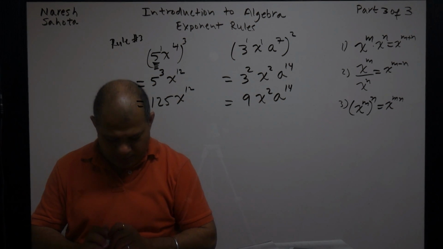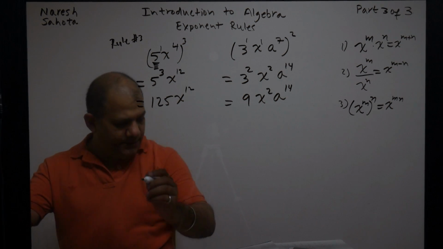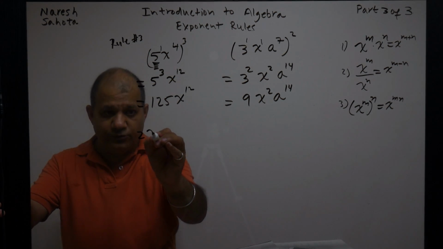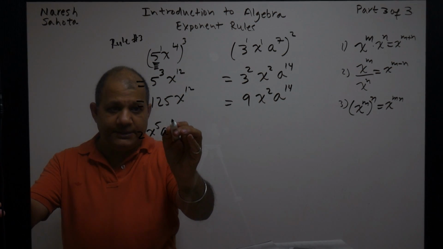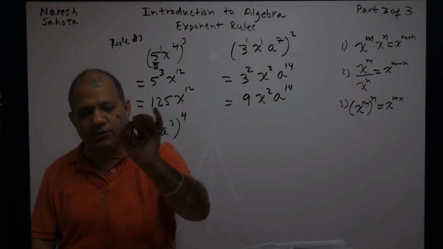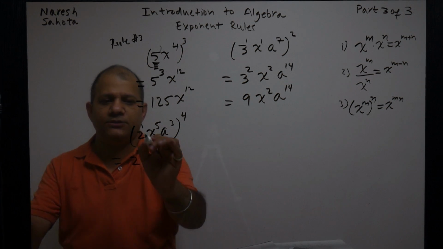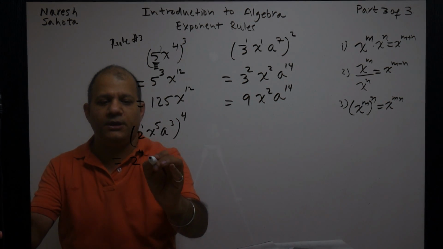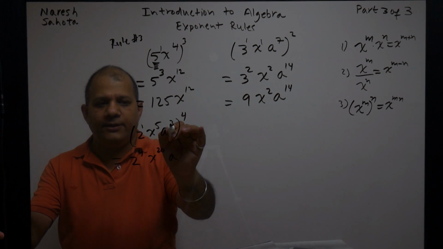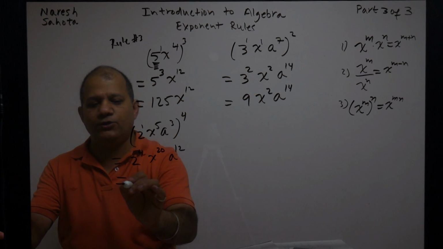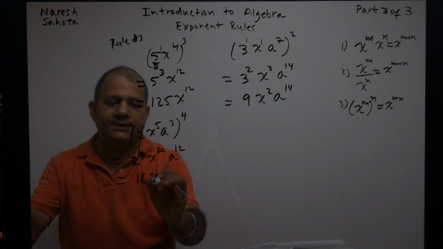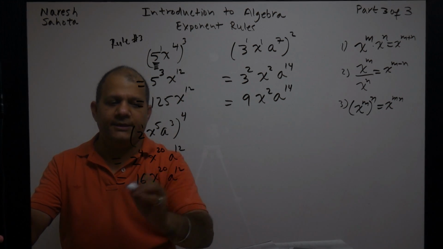Okay, so now let's look at 2x^5 a^3 raised to the exponent 4. So again, 2 has an exponent of 1. So let's do each base. 1 times 4 is 4, x, so 5 times 4 is 20, a, 3 times 4 is 12. And you are expected to figure out 2 to the 4. You're actually expected to know it's 16, x to the 20, then a to the 12.